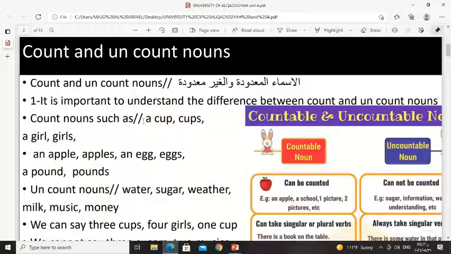I have a cup. I have 3 cups. Apple, an apple. I have an apple. I have 2 apples. Uncount nouns like water, sugar, weather, milk, music, money.